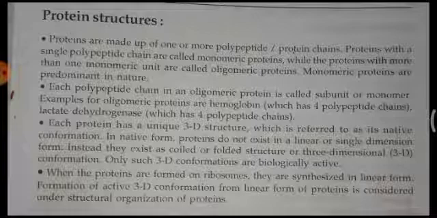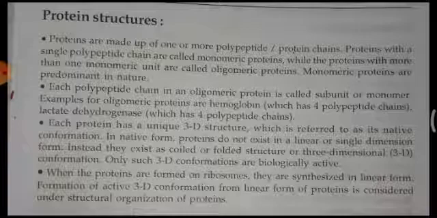If you come across the second paragraph, each polypeptide chain in an oligomeric protein is called a subunit or monomer. Consider if a protein contains three polypeptide chains, each of the polypeptide chains is called a subunit. Examples of oligomeric proteins, which are made up of more than one polypeptide chain, are hemoglobin, because it is made up of four polypeptide chains, and lactic dehydrogenase, which is also made up of four polypeptide chains.